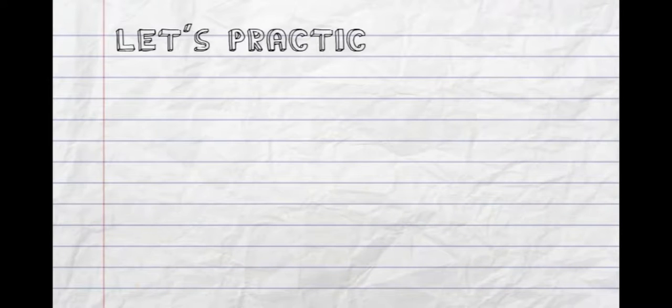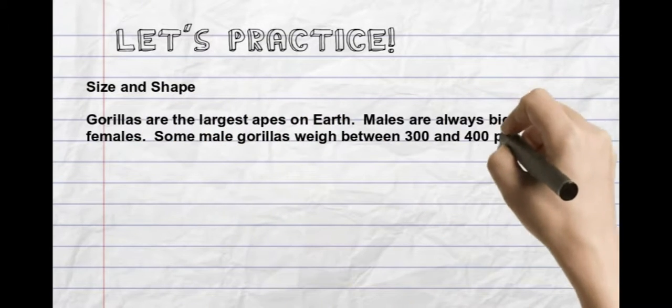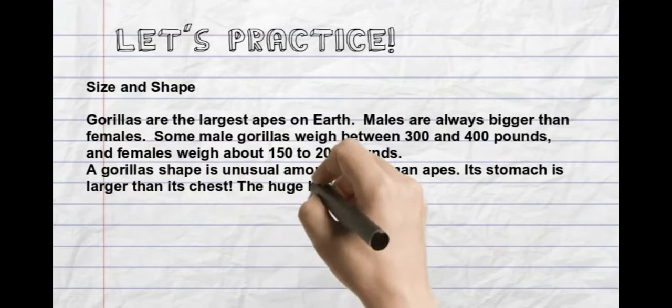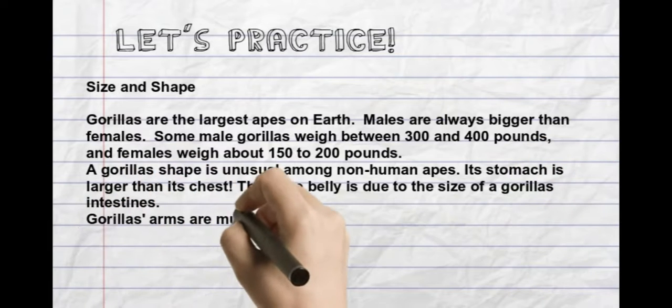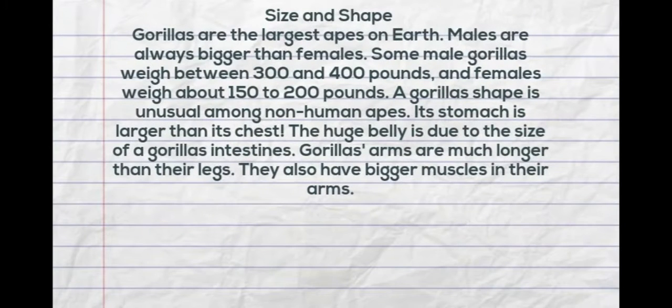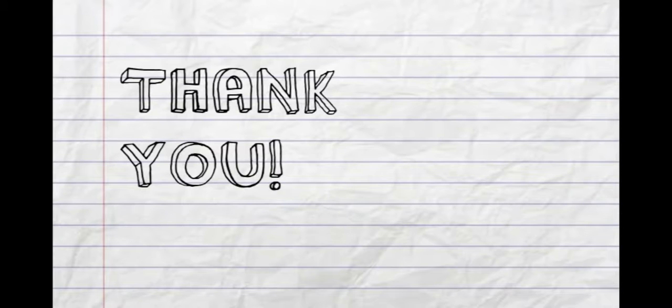Now it's your turn to practice. Look at the subheading. Read the text. It says words that size and shape. Gorillas are the largest apes on Earth. Males are always bigger than females. Some male gorillas weigh up to 300 and 400 pounds. Large and big. See word shape. Shape again. What will your sentence be for the main idea? Mine is gorillas are large and unusually shaped apes. Thank you for learning about the main idea with me.